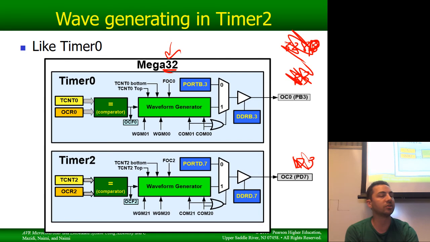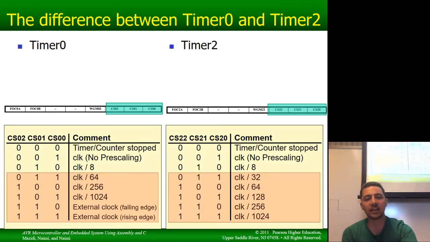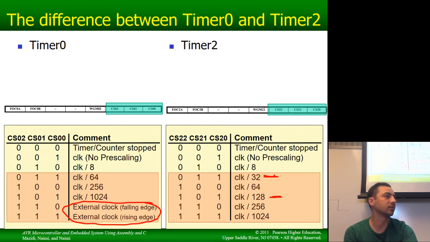Does anybody remember what the huge difference between timer 0 and timer 2 is? There was one major difference. Timer 0 and timer 2 are both 8 bits. Timer 1 is the 16-bit timer. Yeah, different prescalers. They've got that one extra set. They can do 32 and 128, but they lose external counting. Okay? But other than that, about the same. It does mean, however, with that divide by 32 and divide by 128, you can have finer control of your timing.